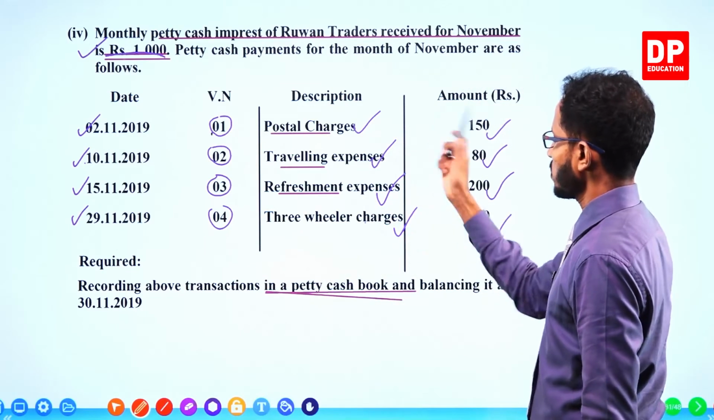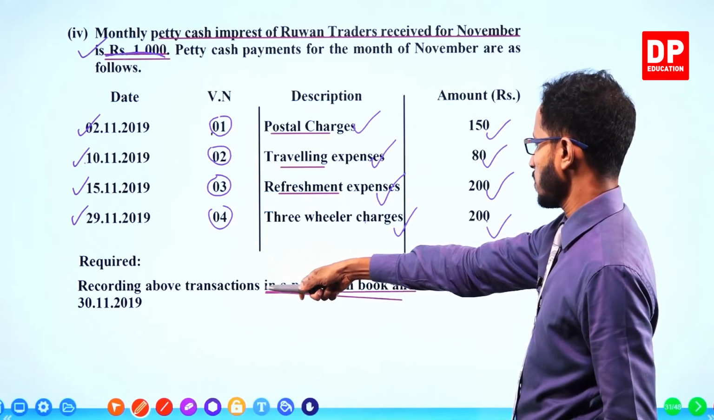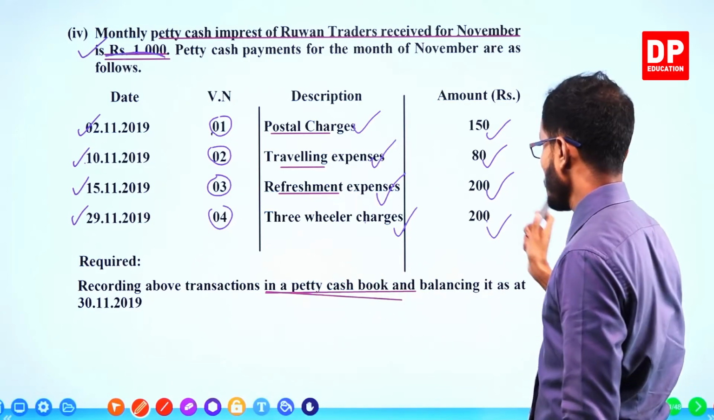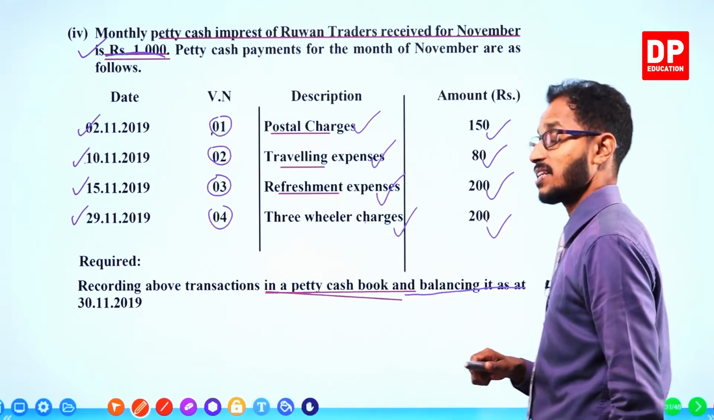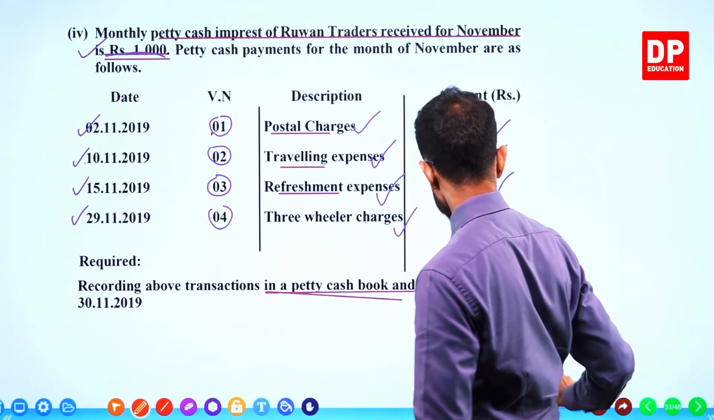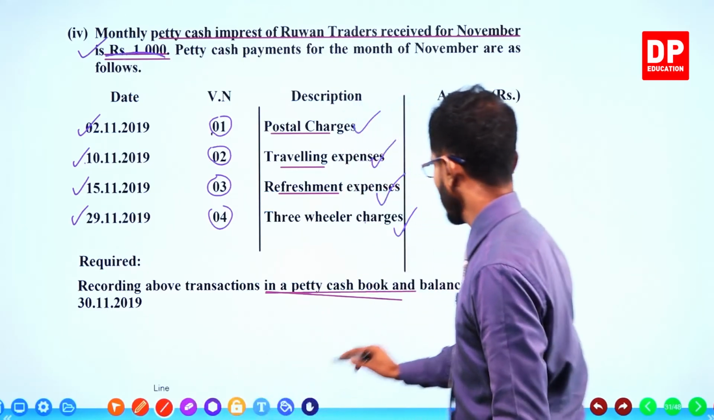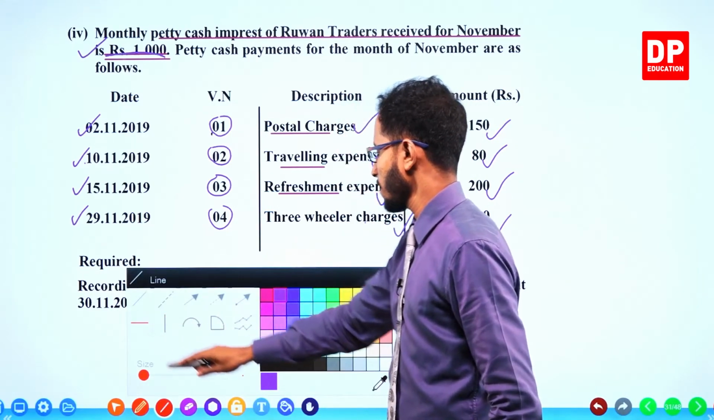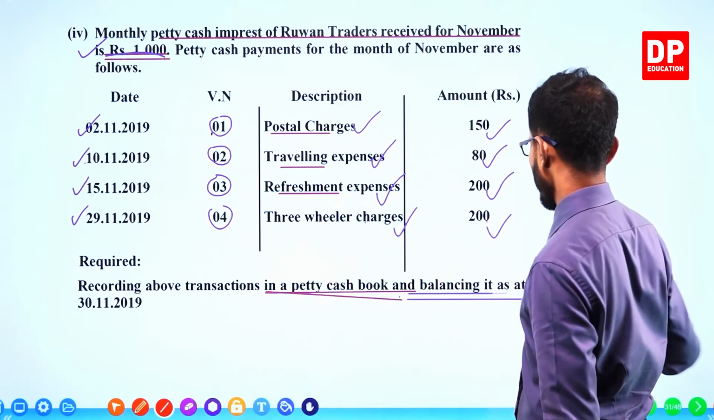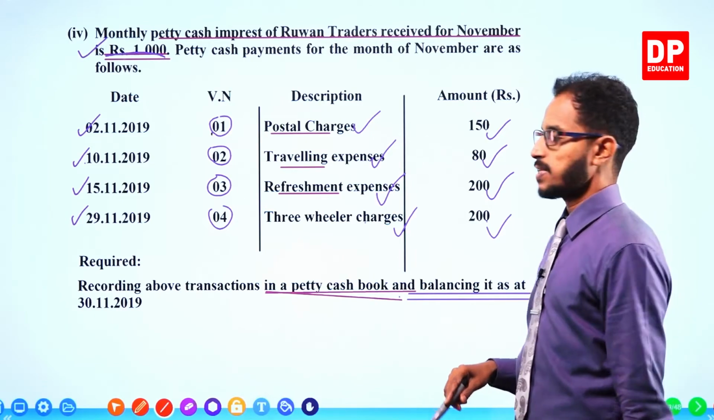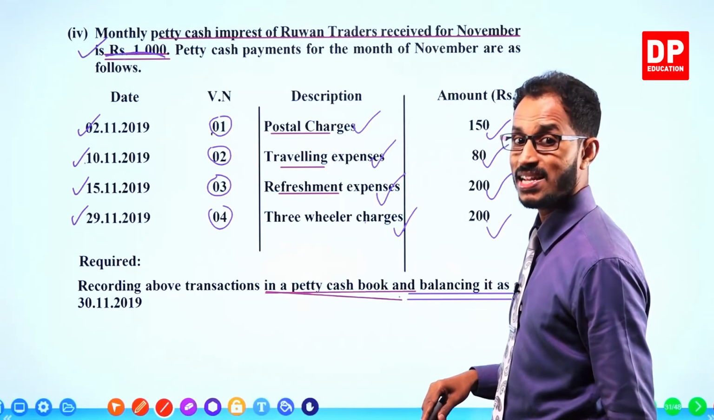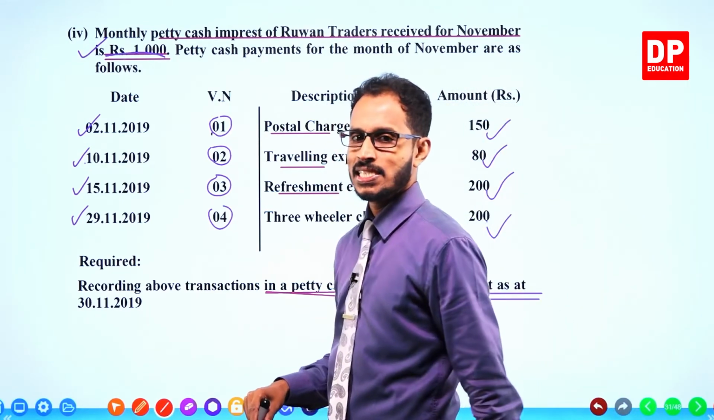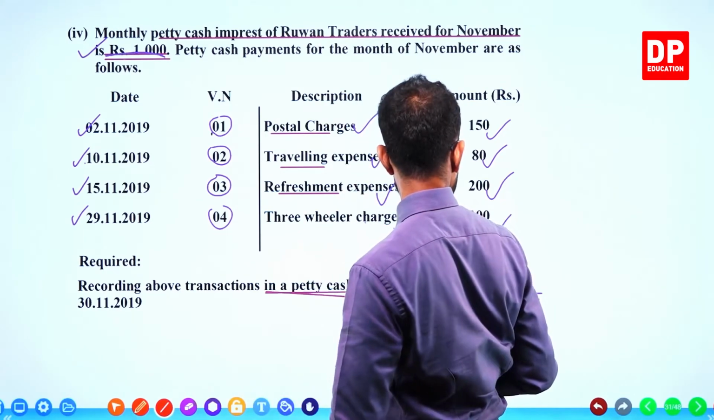We took all the entries, recording the transactions in the petty cash book, and now we have to balance it. Not only recording, but balancing it. Most people get this balancing part messed up. Don't get it messed up, okay? Let's balance it.